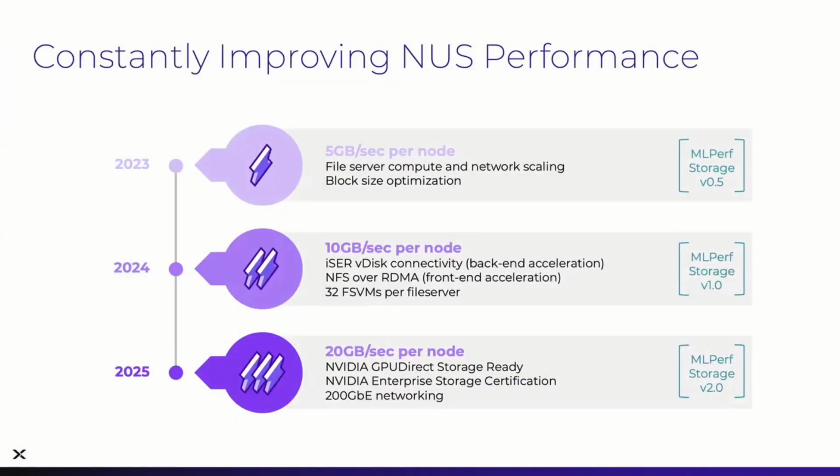Okay, so like I said, constantly improving performance. We started out with the first iteration of MLPerf with performance of about 5 gigabytes per second per node. We're at 20 gigabytes per second now, with all the acceleration work that we have done.